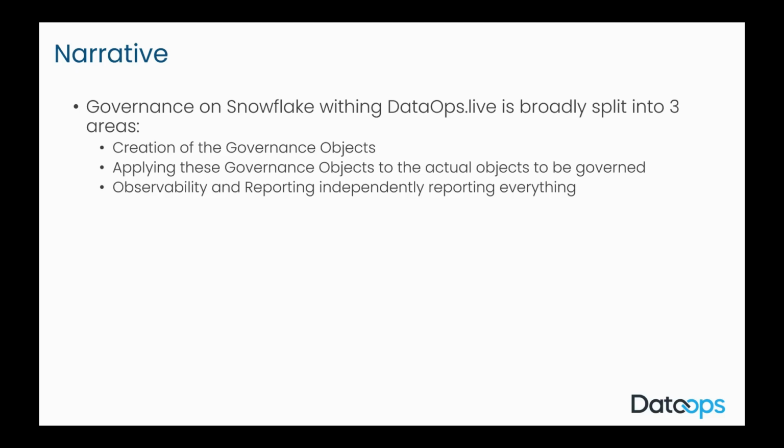Secondly, we'll look at the application of those governance objects to the actual objects being governed. So typically applying row access policies and masking policies to tables, applying tags to tables and views and things like that, actually making these governance objects do work in the real world. And then finally, and just as importantly, observability and reporting. We will look at how we can independently analyze, see, observe, report, record everything that's been going on. Because with governance, just doing the right thing isn't good enough. You also need to be able to prove independently that you did the right thing at any point in time.